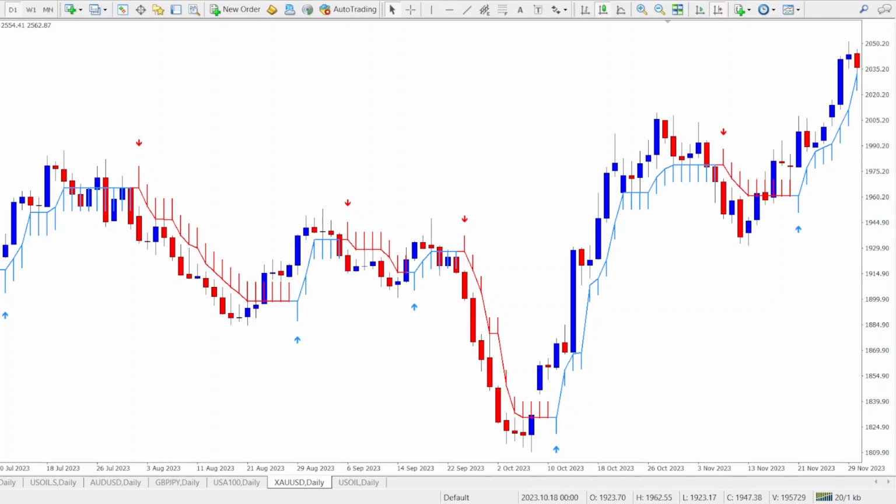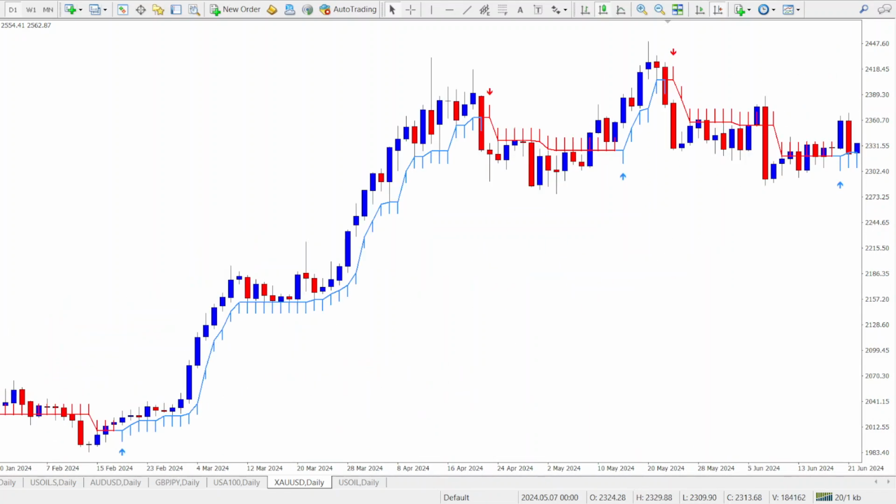All right, it's quite easy to use. Now, in as much as this indicator can be effective, it's very important to note that this indicator does not guarantee profit. Like every other indicator out there, this indicator does not guarantee profit. It is not foolproof. Okay, there is no strategy that is foolproof. There's no strategy that guarantees profit.